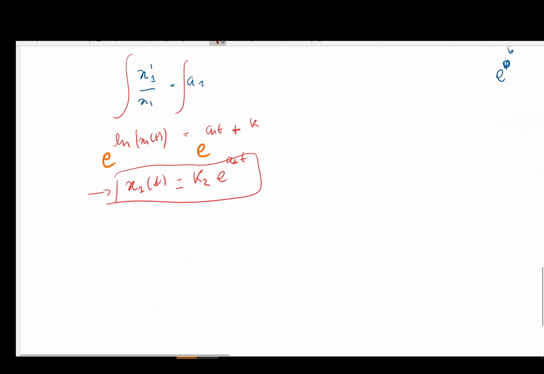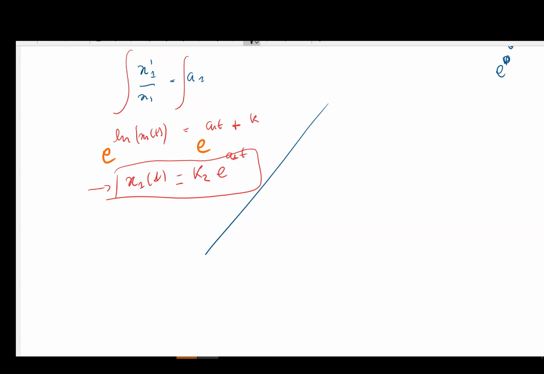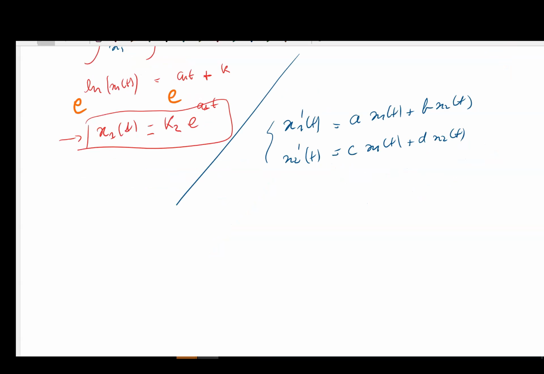But now what's happening when your two equations are not independent? Let's say you've got x1 of t prime, x2 of t prime, and that's just going to be, let's call them a, b, c. I'm getting lost in my indices. a x1 of t plus b x2 of t, and this one is going to be c x1 of t plus d x2 of t. Okay, what can I do now? I can't solve them independently because they depend on the other one, right?